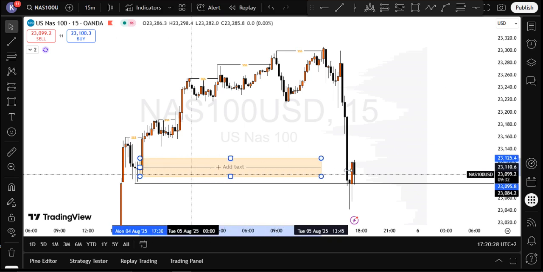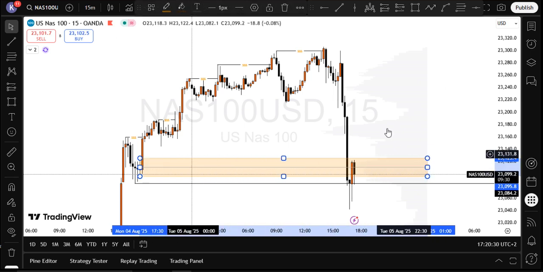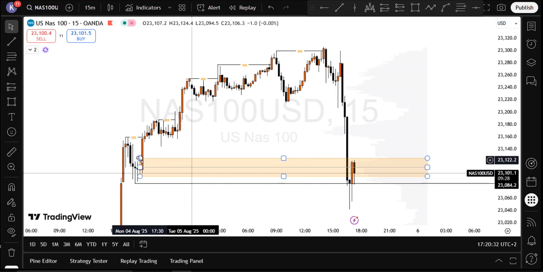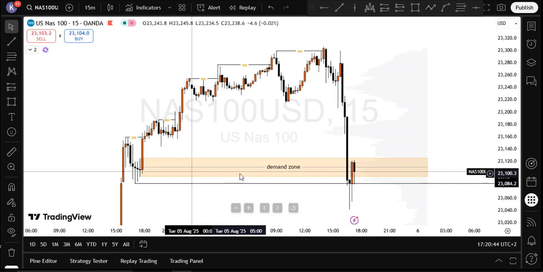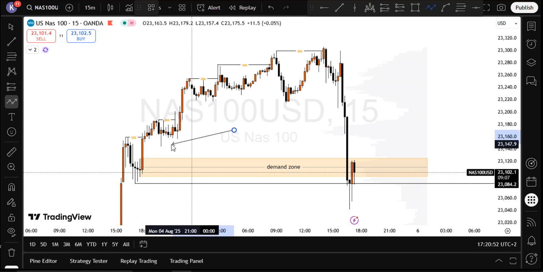Why did we start looking for selling opportunities? The market failed to break structures to the upside, then we started marking our supply and demand. So we have a demand zone here, you understand? What is a demand zone? A demand zone is the last bearish candlestick before a push to the upside, right? So we mark it as a demand zone on the 15 minutes time frame. After spotting our demand zone, we have liquidity. Where is liquidity resting? We have a lot of liquidity resting here.